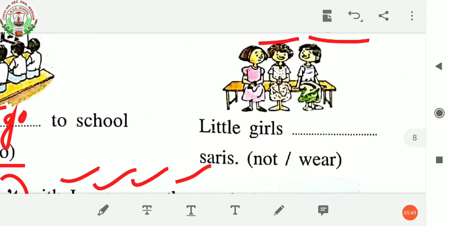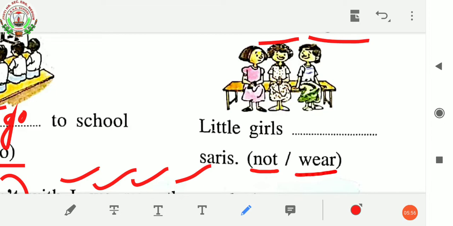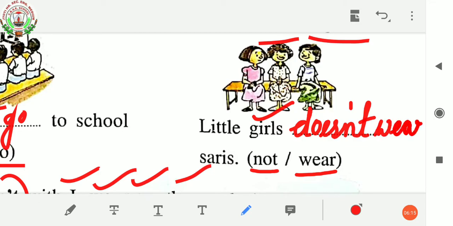Little girls dash saris. In the bracket, it is written not wear. So girls is in plural form. So if it is in plural form, we have to use doesn't. So little girls doesn't, D-O-E-S-N-T, doesn't wear, W-E-A-R, wear. Little girls doesn't wear saris.